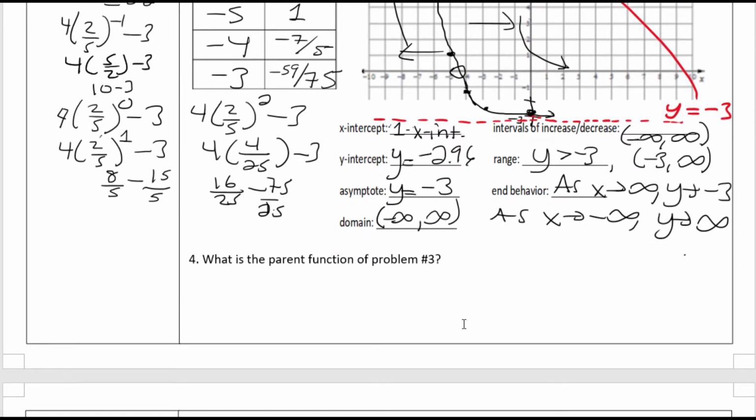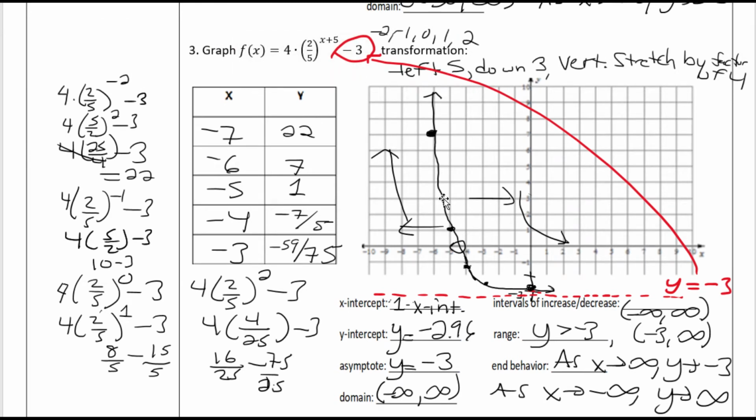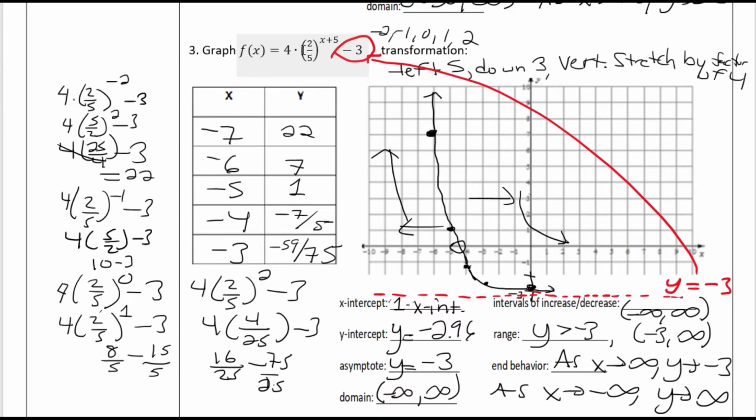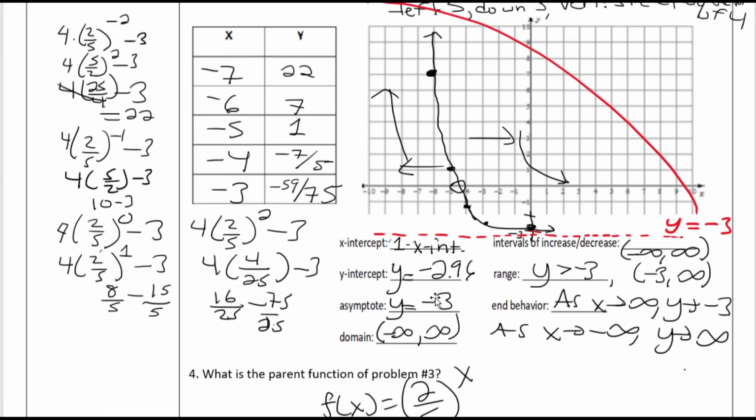So now let's look at the parent function. What's the parent function for this guy? Because this guy was transformed, right? So the parent function for him is just simply going to be the base raised to the x power. The base is 2/5, so the parent function is just 2/5 raised to the x, nothing else. And that's the parent function.